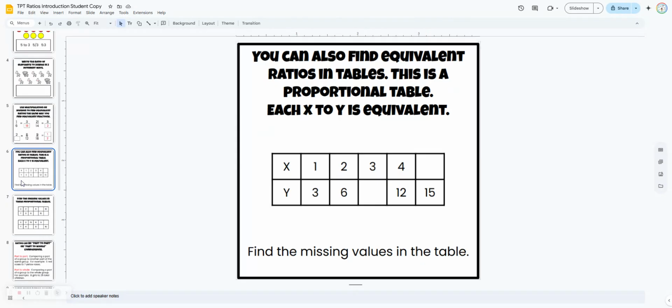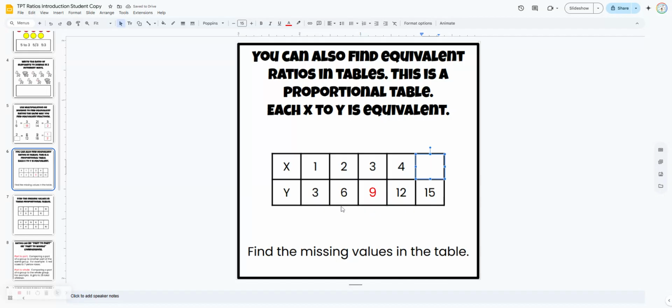Now we're going to look at a table. We're going to find equivalent ratios in this table. So this is a proportional table, which means all the ratios have to be equivalent. 1 to 3 has to equal 2 to 6, equals 3 to, and here I can see that I just multiply the numerator times 3, the denominator by 3, and that would give me 9.